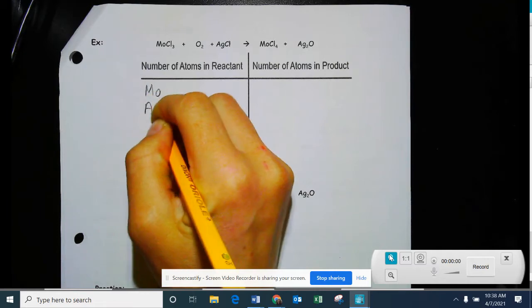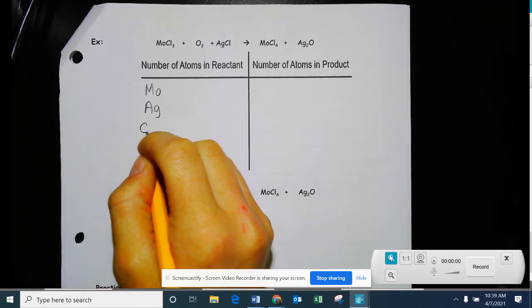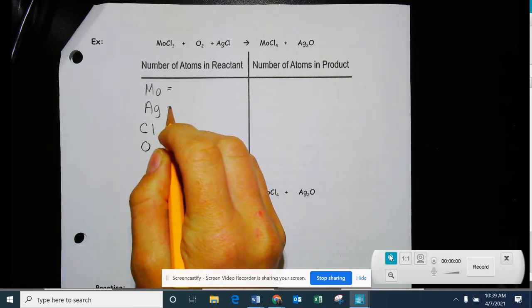Have you all been using the tables, or have you just kind of been mentally balancing them? Is anybody finding the tables helpful? Okay, good. Some people like tables, some people do not. Either is okay.